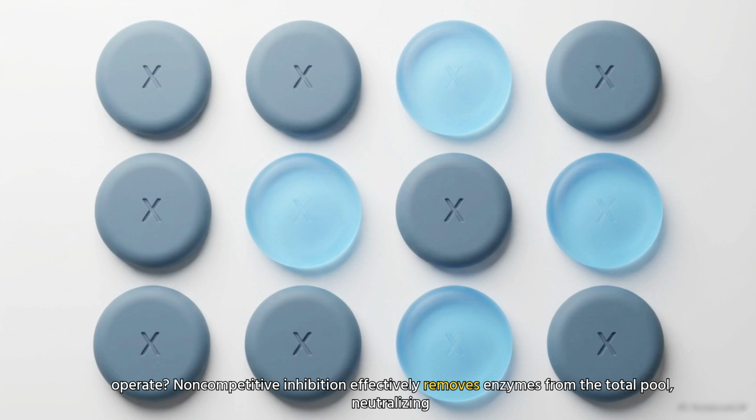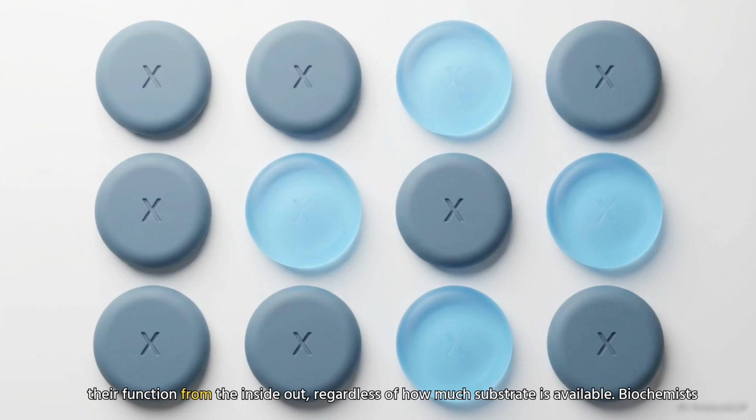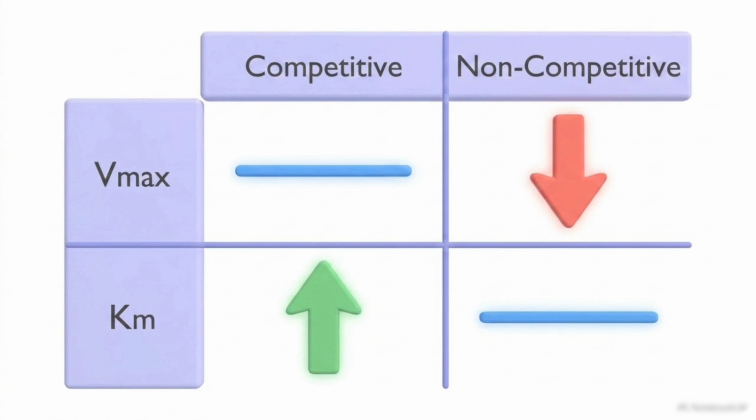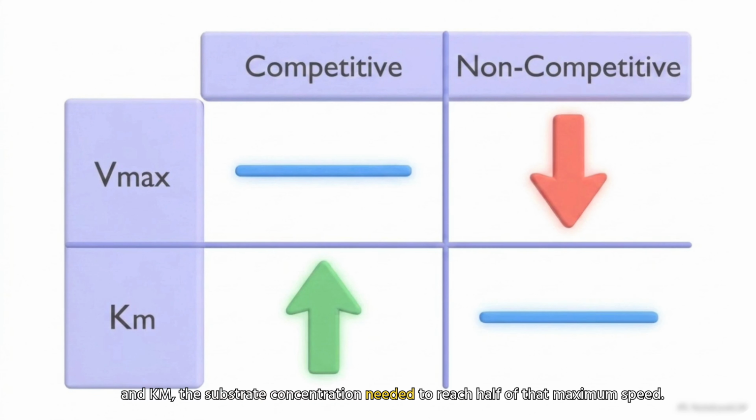Non-competitive inhibition effectively removes enzymes from the total pool, neutralizing their function from the inside out, regardless of how much substrate is available. Biochemists measure these interactions using two key metrics: Vmax, the maximum speed of the reaction, and Km, the substrate concentration needed to reach half of that maximum speed.